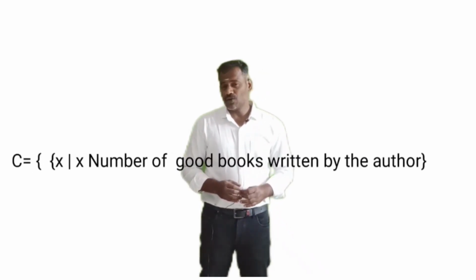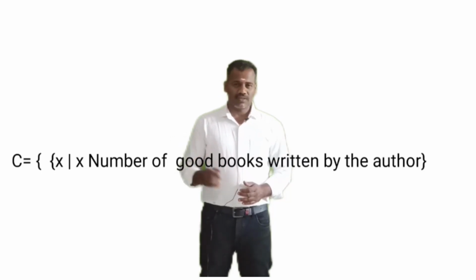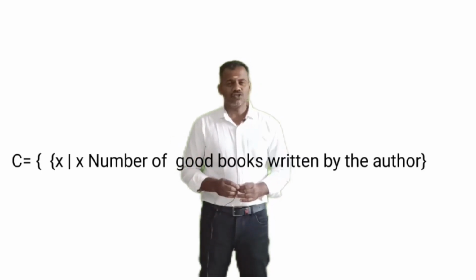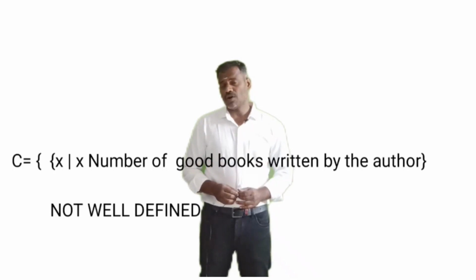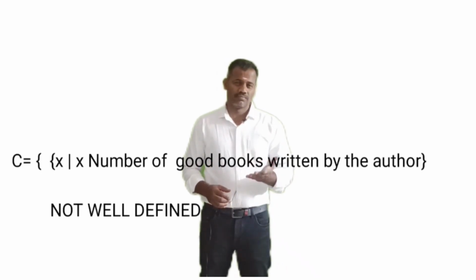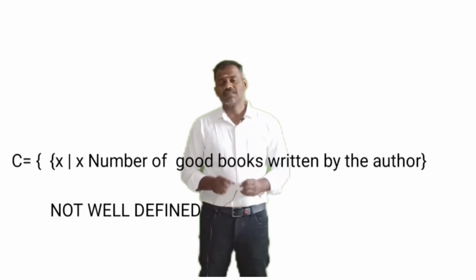And set C, number of good books written by the author X or Y, something, and this is not well-defined. Why is it not well-defined? Because some books may be good, some books may be bad. Sincere, honest, beautiful, these are not well-defined. So in general, the quantity is well-defined, whereas the quality is not well-defined.